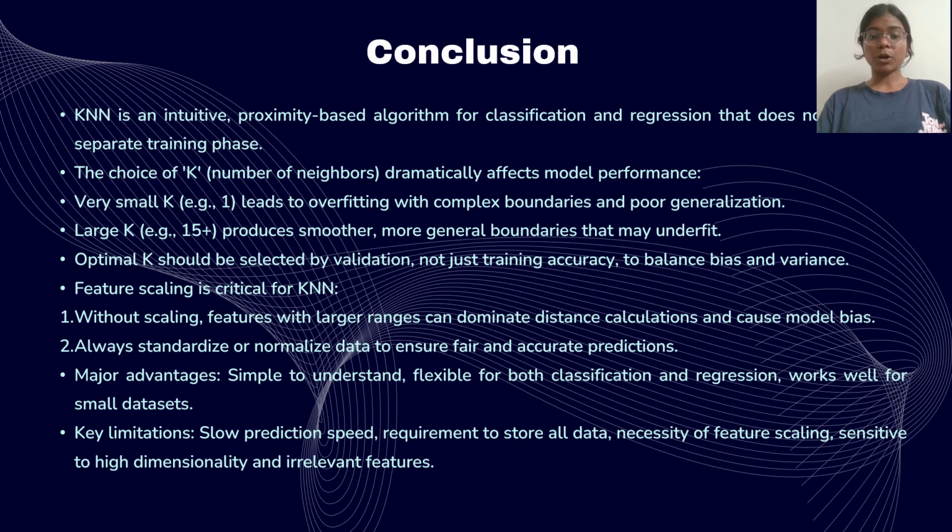KNN is an intuitive, proximity-based algorithm for classification and regression that does not require a separate training phase. The choice of K dramatically affects the model's performance. A very small k leads to overfitting with complex boundaries and poor generalization. A large k produces smoother and more general boundaries that may underfit. Optimal K should be selected by validation, not just by training accuracy, and feature scaling is critical for KNN.